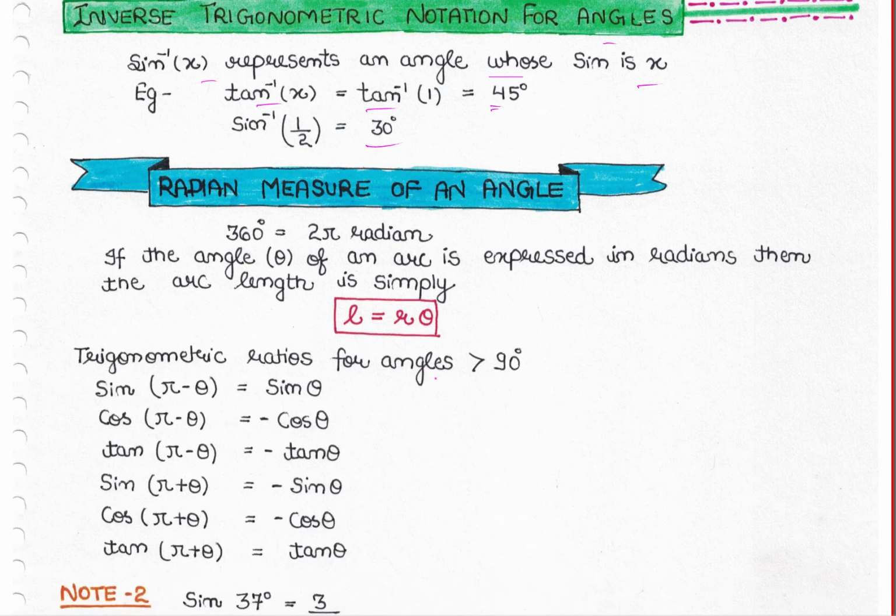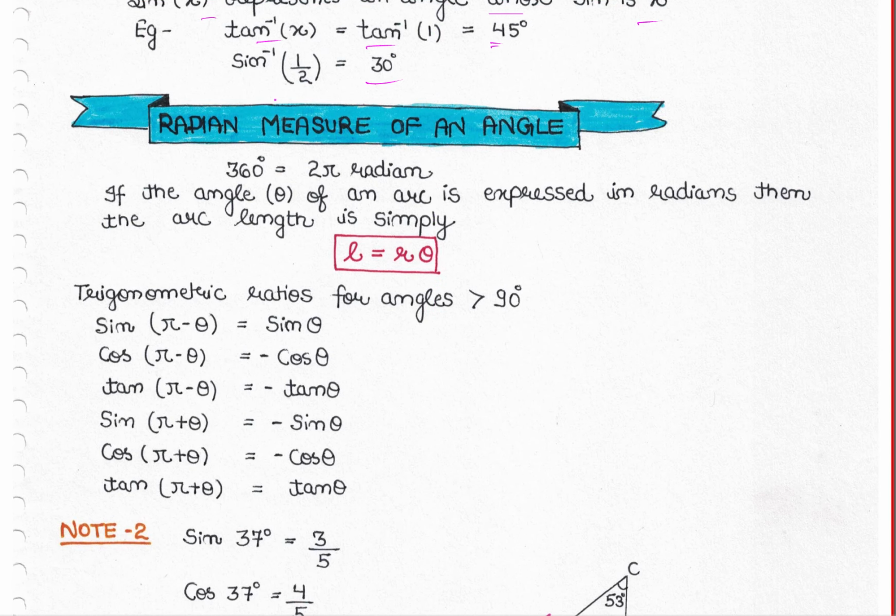Now, radian measure of an angle. 360 degree is equal to 2π radian. So, if the angle theta of an arc is expressed in radians, then the arc length is simply L is equal to R theta.